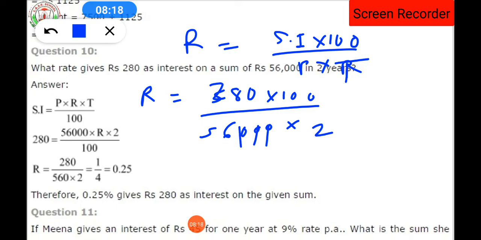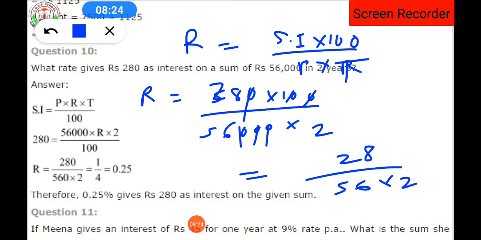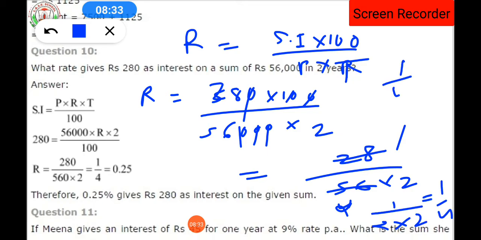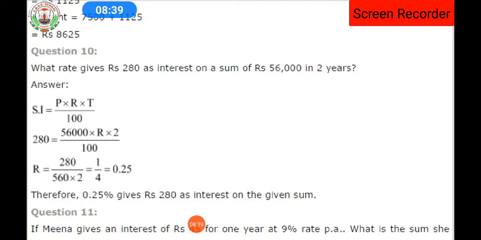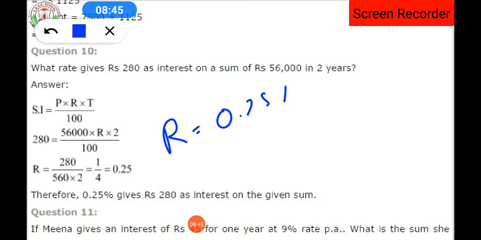So 1 2 3, 1 2 3, from the numerator denominator will get cancelled. 28 upon 56 into 2 is left out, so this will be 1s are, this will be 2s are. So 1 into 2, 1 upon 2 into 2, that will be 1/4. When 1/4 we are going to divide, we will get the answer as 0.25%, which is the rate. Hence we can say that what is the rate we had found? The rate we had found as 0.25%.